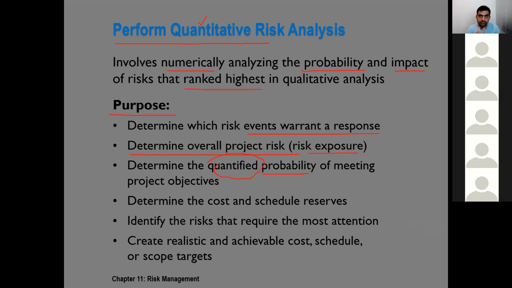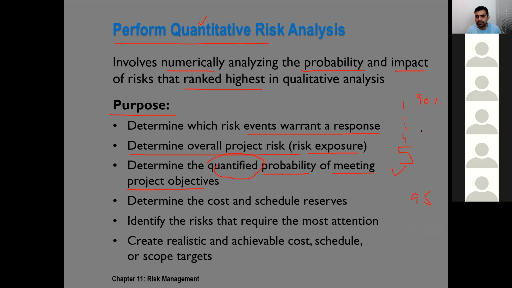For example, it helps us to determine that we are going to meet our project objectives. For example, these are 5 key objectives of our project. It can give us a very good idea that there are 90% of the chances we are going to meet all the 5 objectives. 95% of the chances that we are going to meet all 4 objectives. So it is that much in depth.